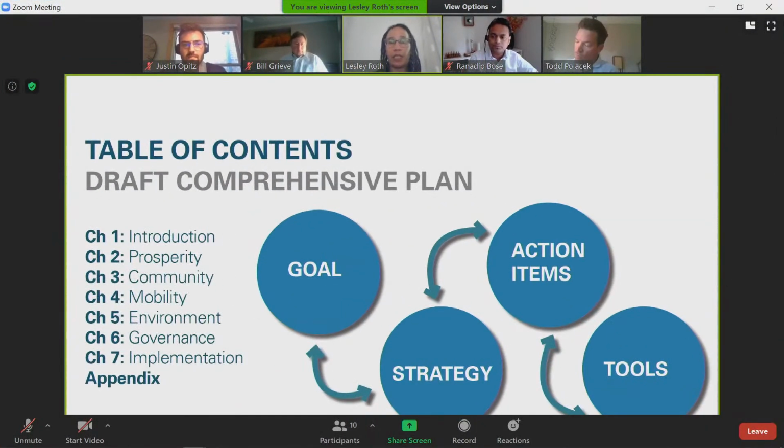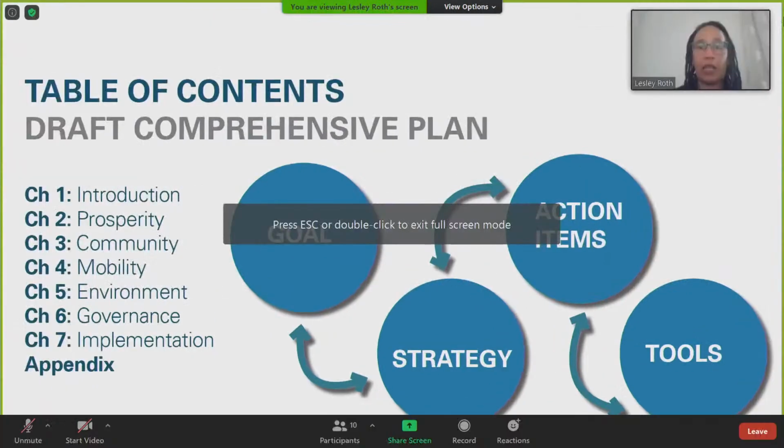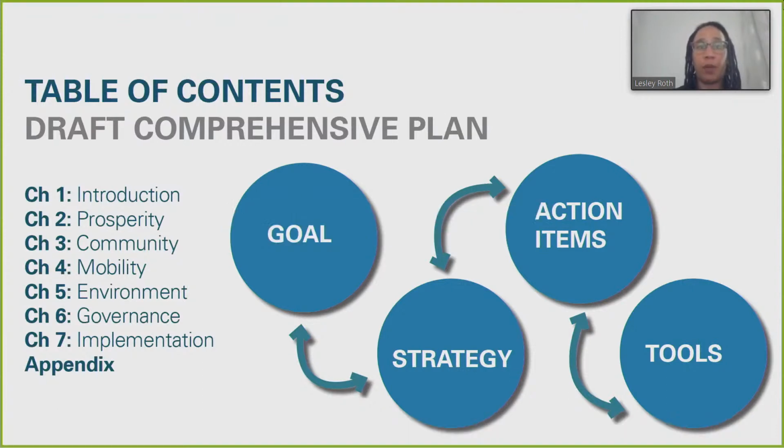The table of contents there has 7 chapters, including implementation. Each one of the chapters discusses a unique element in the comprehensive plan that the city of Waukegan can then use to implement the plan and direct development and policies.